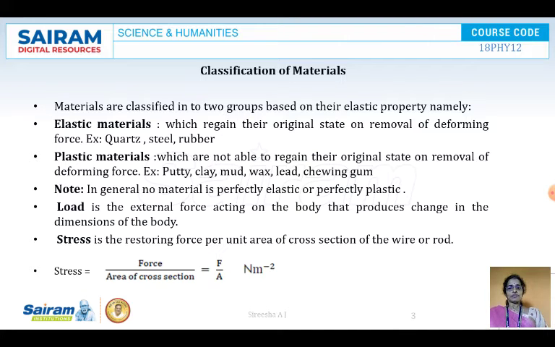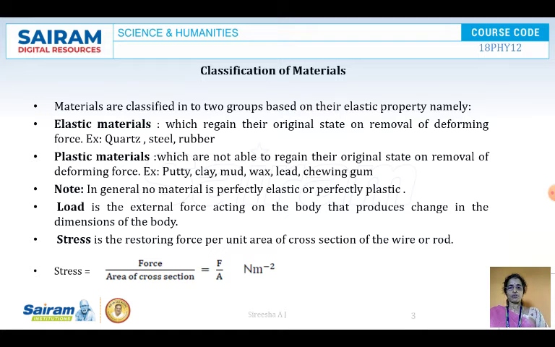Now, what is load? It is an external force acting on a body that produces a change in the dimensions of the body, and it is called a load. Stress is the restoring force per unit area of cross section of a wire. Stress is nothing but the restoring force per unit area of cross section of a wire or a rod.